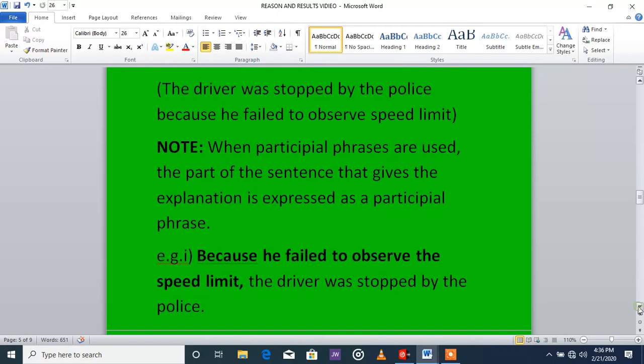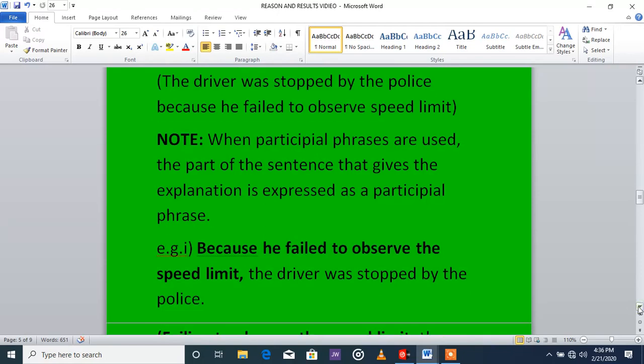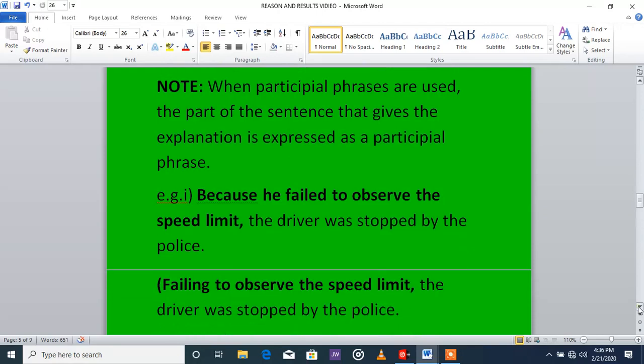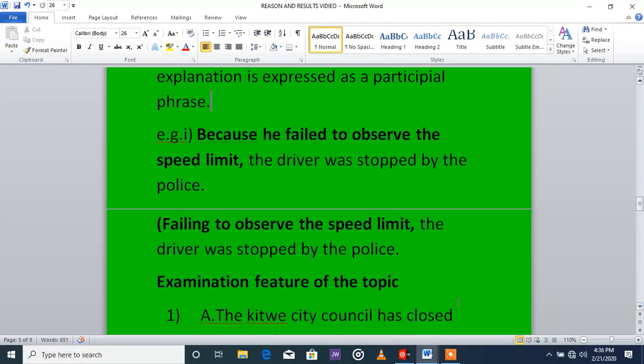Now, let's note something there. When participle phrases are used, the part of the sentence that gives the explanation is expressed as a participle phrase. For instance, let's get the one facing the brackets. Failing to observe the speed limit, the driver was stopped by the police.